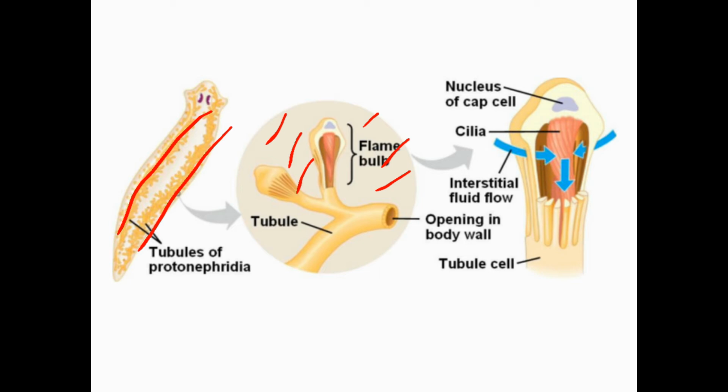As the tissue fluid enters the flame cells, as the figure shows, the flame cell pushes this tissue fluid into the tubules. And as the fluid is pushed towards the tubules, the excretory products are excreted out from the body. But before excretion, water is reabsorbed by the tubules if it is required by the body.